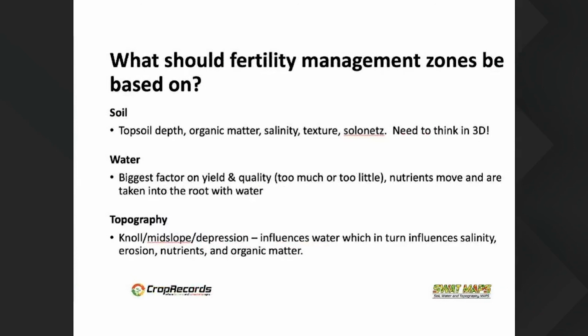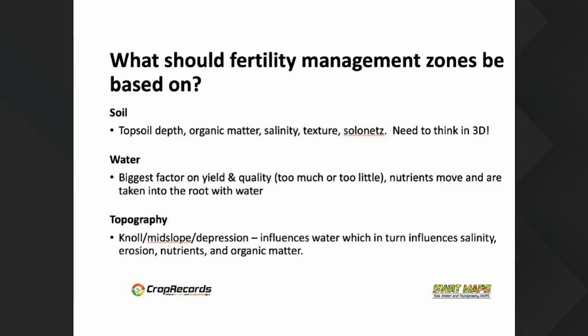So what should fertility management zones be based on? Well, in our opinion, the soil, water, and topography. And these are all interrelated to some degree. Soil, when we talk about soil, we're talking about topsoil depth, organic matter content, probably not so much in potato ground, but things like salinity and solonetzic soils. Texture is a major driver of responsiveness to certain nutrients like potassium and things that are really strongly related to sand content. And you need to think in 3D, right? It's how deep is that A horizon, for instance? How deep is the organic matter?